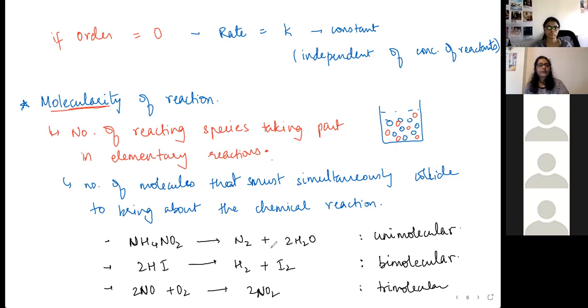So molecularity, what are the possible values? Can it be zero? Can it be a fractional value? No, it can't be any of those values because it's quite literally the number of molecules. So molecularity will always take natural numbers. It will always be 1, 2, 3, 4, those kinds of values only.